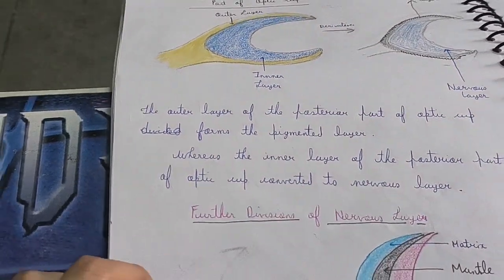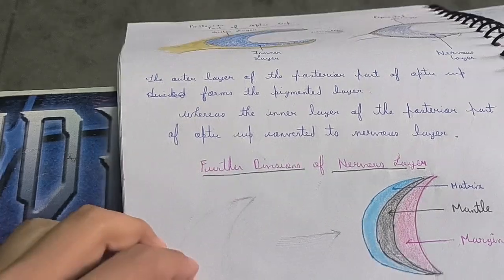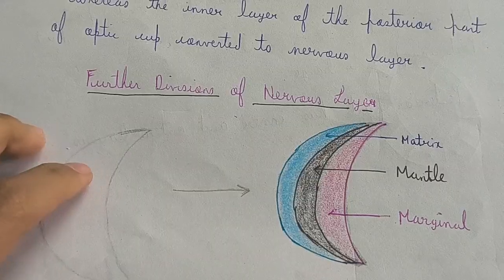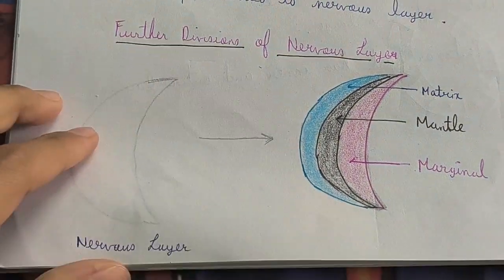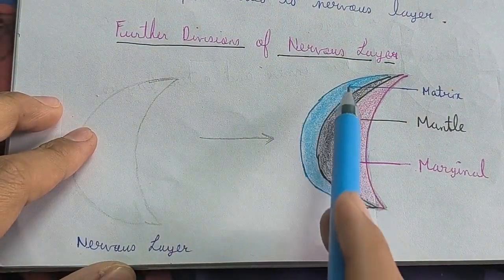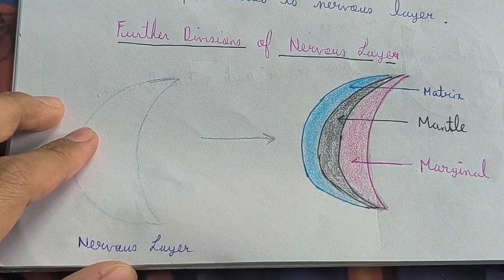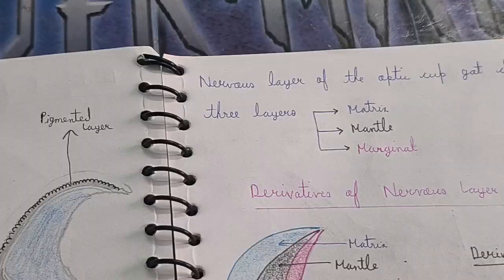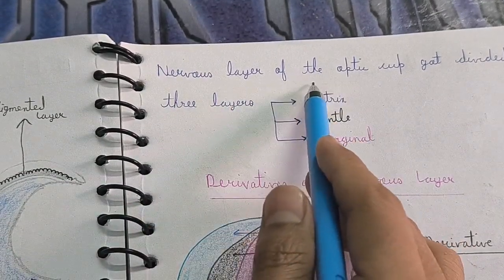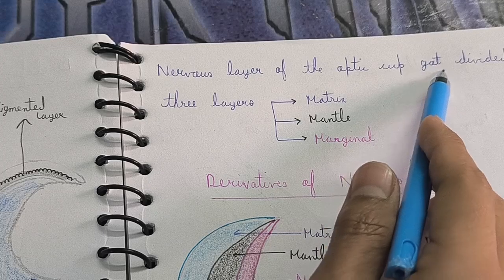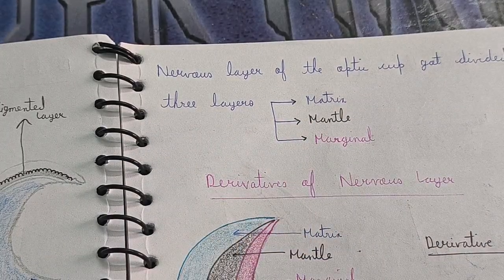Now I want to further describe the further divisions of the nervous layer. As you can see here, the nervous layer also gets divided into three parts, basically matrix, mantle and marginal. So therefore I have written that the nervous layer of the posterior part of the optic cup got divided into three layers: matrix, mantle and marginal.